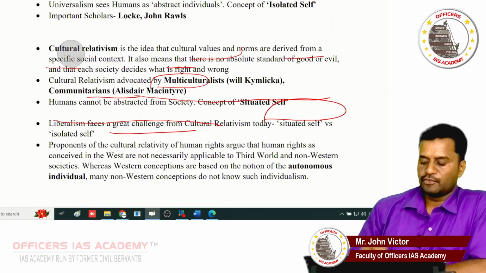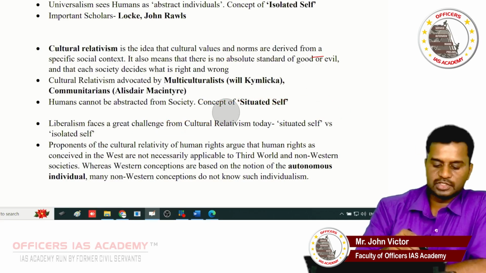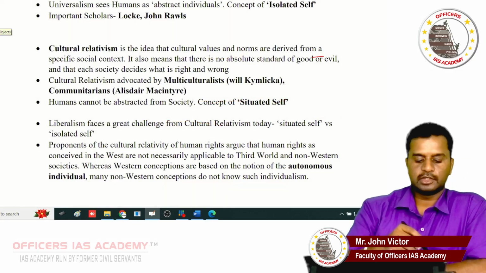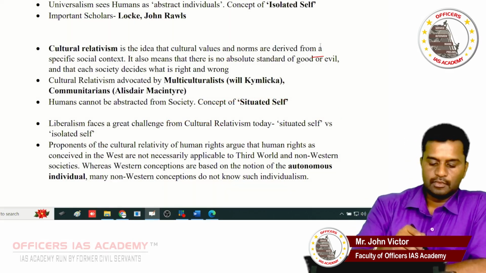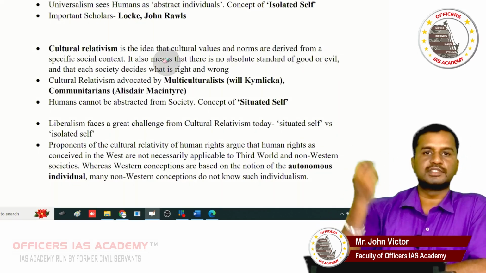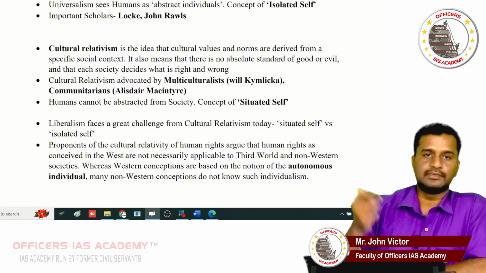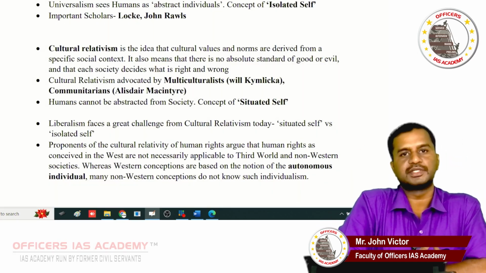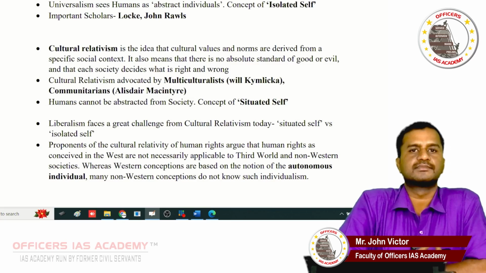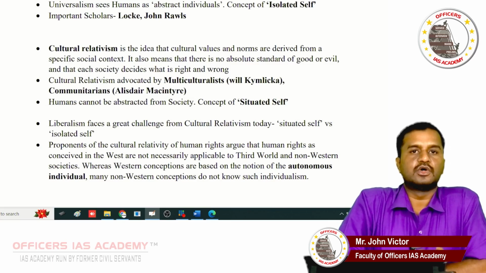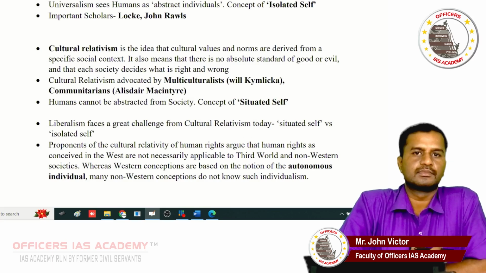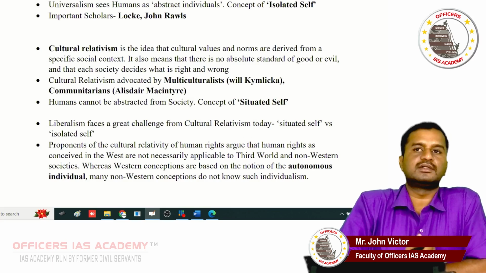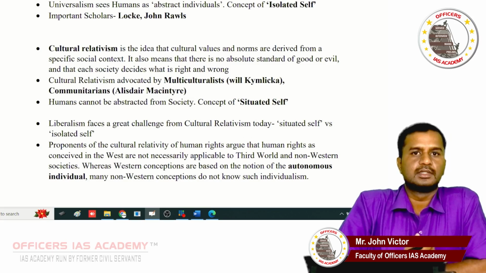The opposite view of universalism is cultural relativism. According to cultural relativism, values and norms are not universal. They are relative. They change across time and space. This is cultural relativism. Thousands of years ago, many of us Indians accepted the Varna system. Today, we don't accept. Why? The society was different 2000 years ago.